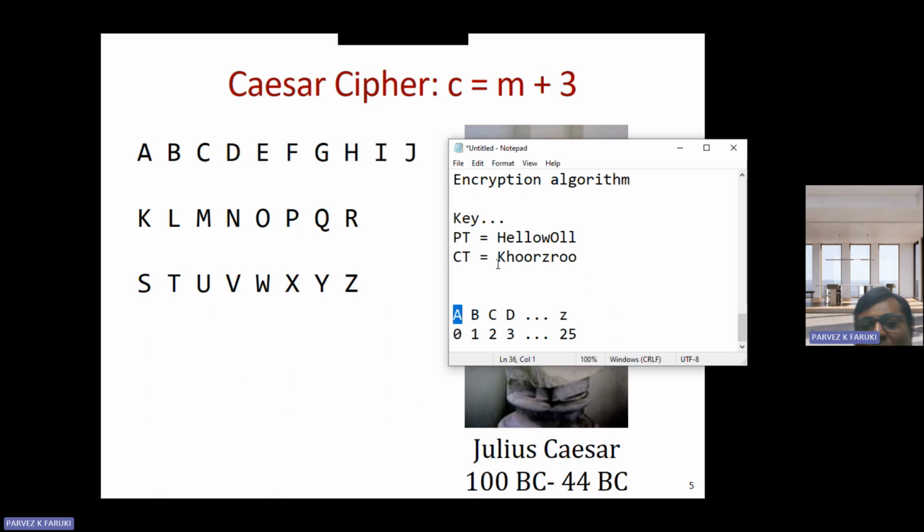Now assume I want the key as plain text plus 1. It means A will be replaced by B, B by C, and Z will be replaced by A. It's a round robin thing. If I consider key equals PT plus 2, then A will be replaced by C, B will be replaced by D, and accordingly O will be replaced by Q, R will be replaced by T.